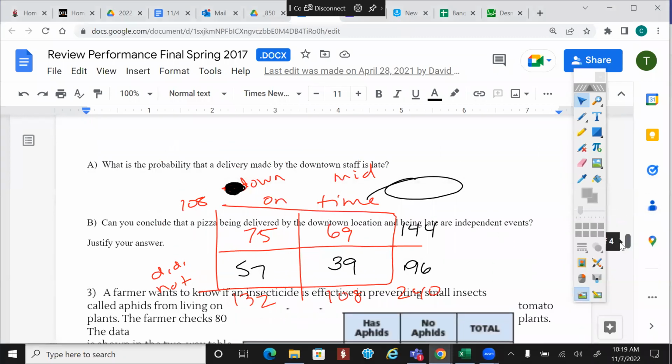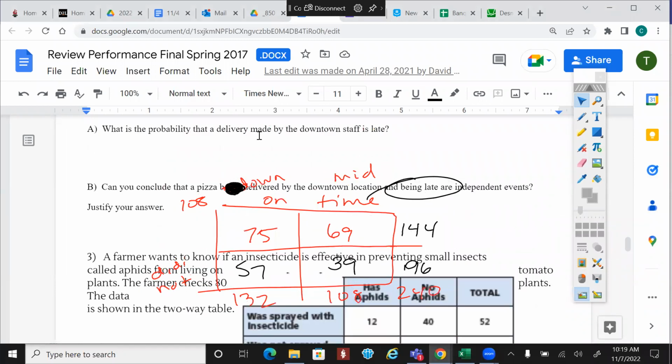So then there are some questions on the next page that says, what is the probability that a delivery made by downtown staff is late? Okay, so out of the 132 from downtown, how many were not on time? 57. 57 out of 132. And that would give me 43%. Yes. Bro, 43% of the time is going to be late. They're going to be losing money, right?